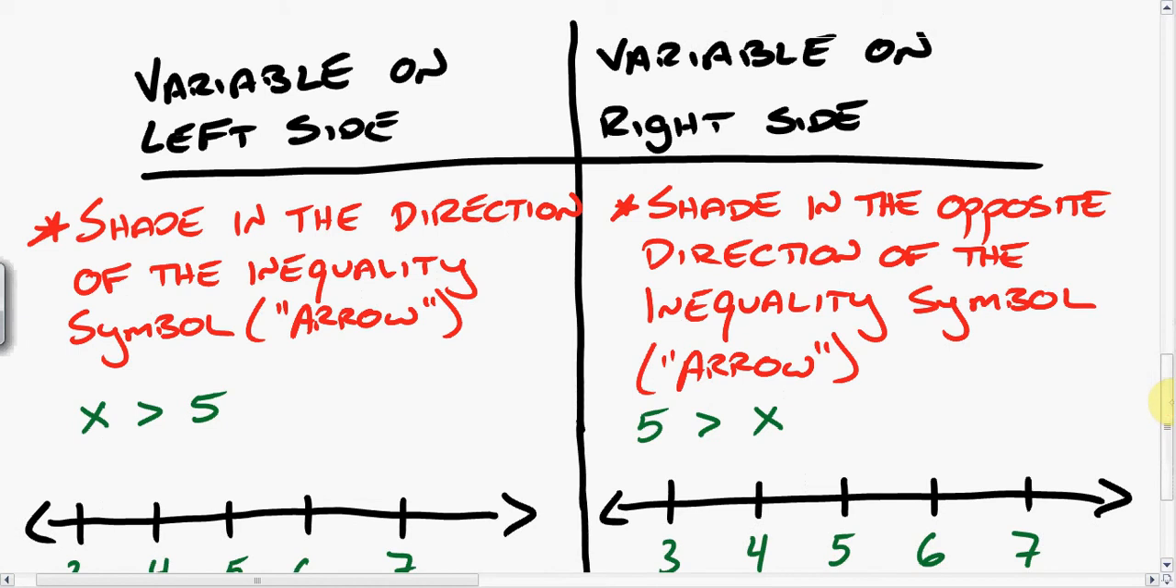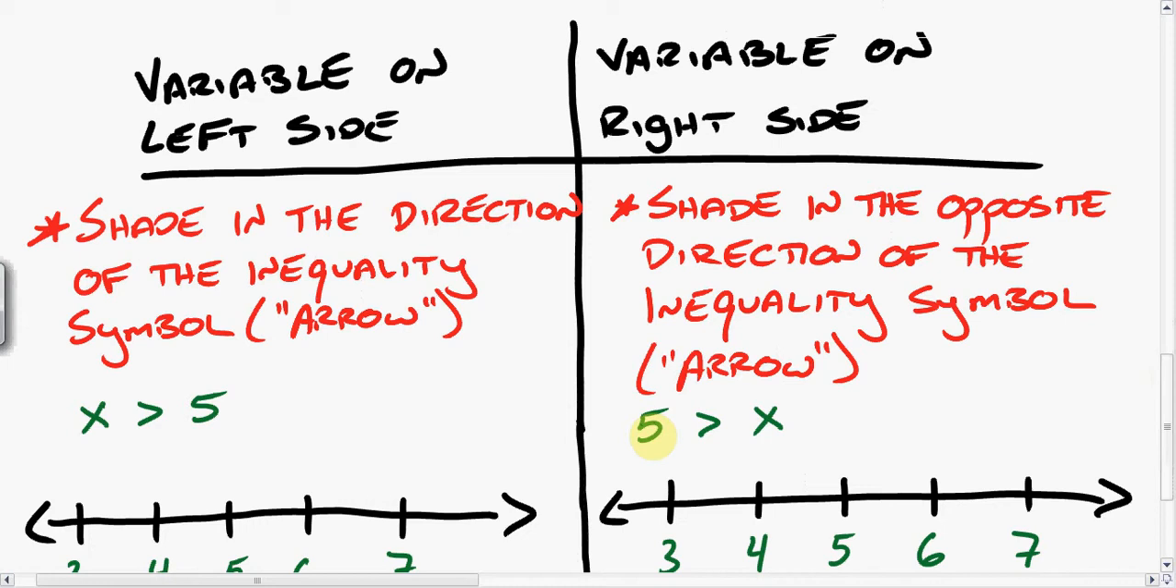All right, so sometimes, as I said, your variable can end up on the left side of the inequality symbol, as we see down here: x is greater than 5. And sometimes the variable can end up on the right side of the inequality symbol. So it looks like 5 is greater than x, or if you read it from right to left, it would be x is less than 5.